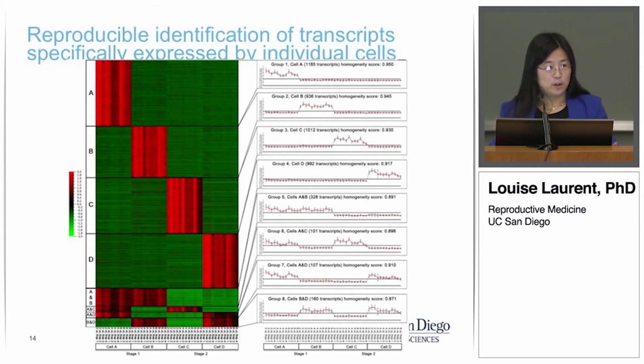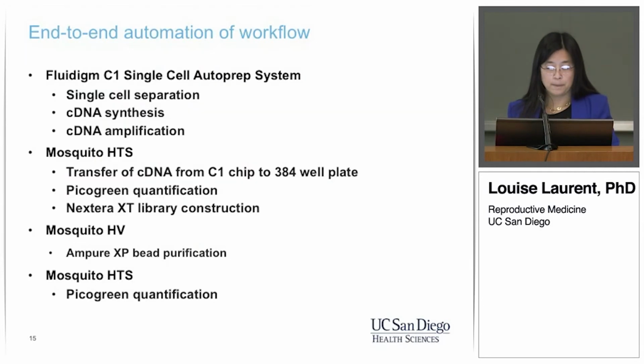All right, so this was basically looking at the behavior of our system, our pipeline, whether we could trust the results from it. So after we did this, we then ran our biological experiment. So I'll just tell you in rough terms globally what we did. Again, the C1 AutoPrep system was used for the single cell separation, cDNA synthesis, and amplification. Then we moved on to the mosquito HTS.